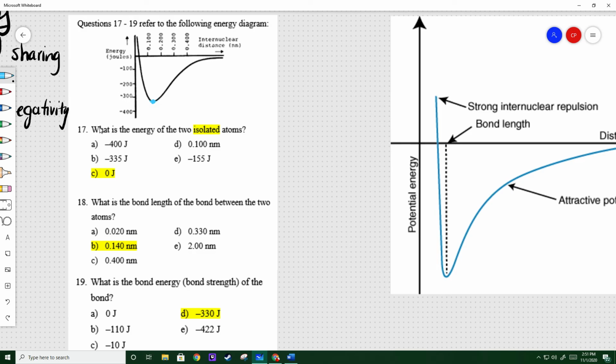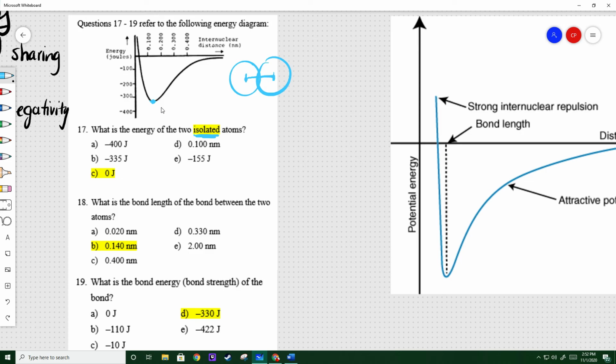So this one kind of tricks you. It says, what is the... and I know when I first saw this, I was like, oh, according to the graph, it's -335. But it's tricking you because it talks about the 2 isolated atoms. So remember, we're talking about distance here. And if we have 2 atoms, the bond length, sorry, I know this looks a little strange, the bond length is the distance between the 2 nuclei. So here we have a nucleus, here we have a nucleus, and that's the distance.